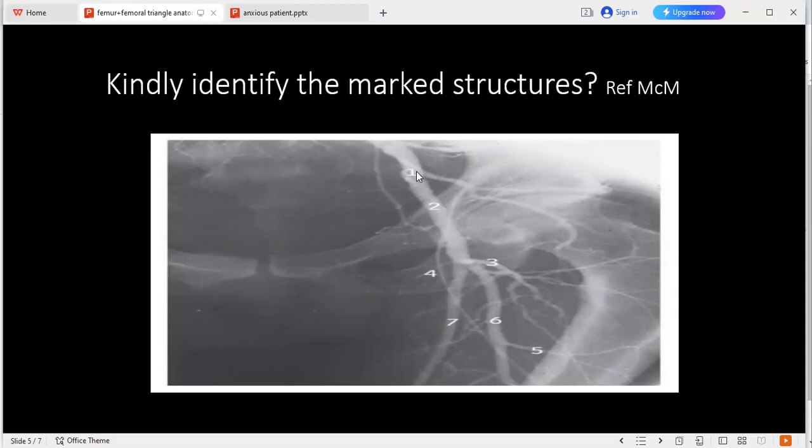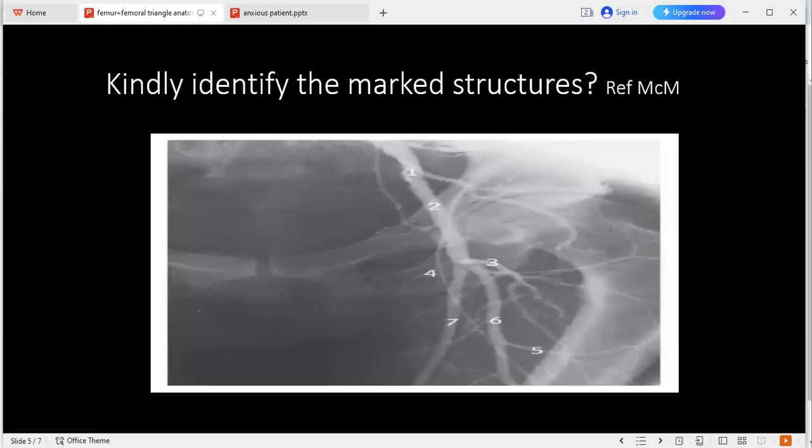Would you be able to identify the structures labeled on this image? Number one is a catheter. Okay. Two, a femoral artery. Three is the lateral circumflex humeral artery. Four is the medial circumflex humeral artery. Right. Moving on. 5, 6, and 7, please. Okay, 6 is the superficial femoral artery. Number 7 is the profunda femoral artery. Yes. Number 5, I'm not sure.